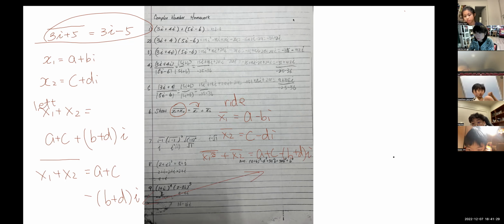Okay, everybody, because you never do the proving questions before, so how do we do it? Usually we start from the left side, or we start with the right side. Or we can start with both left and right, and we go in the same direction. Understand, Harvey? Understand, Ivy? Okay.